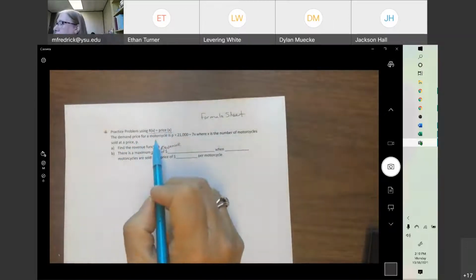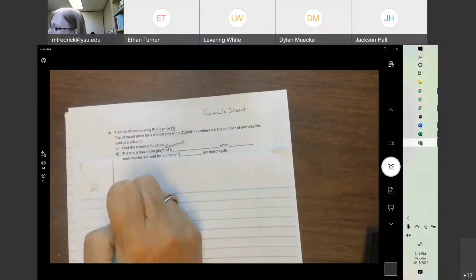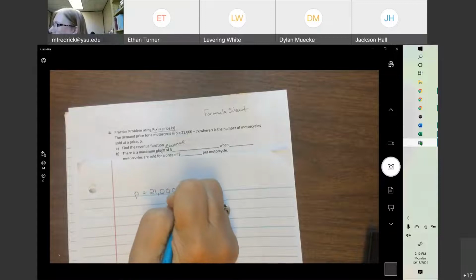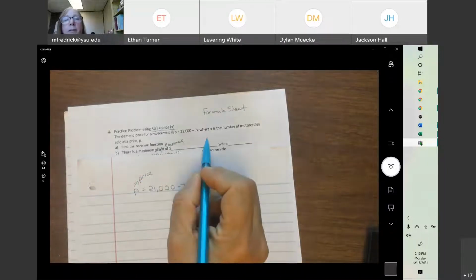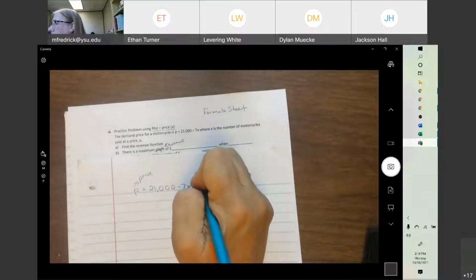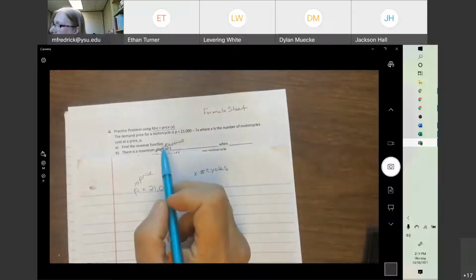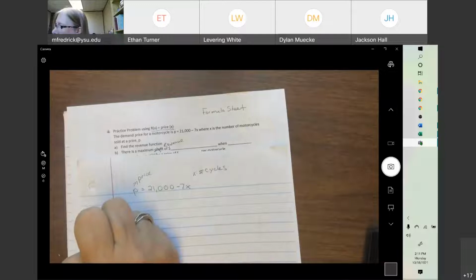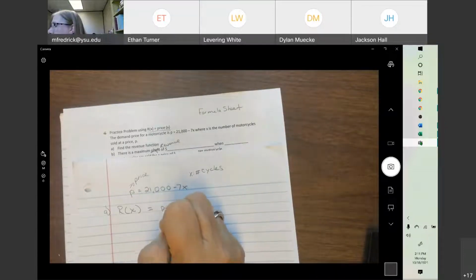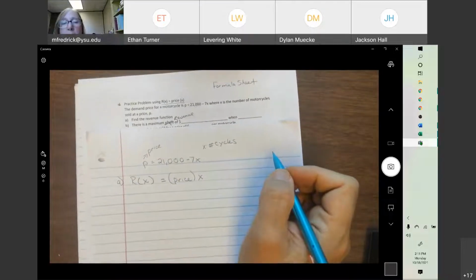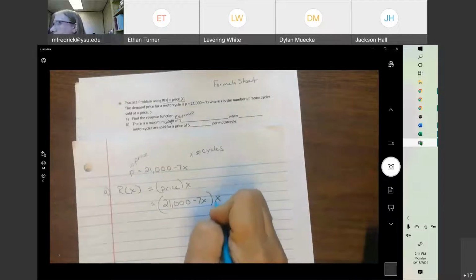This is the formula. The demand price for a motorcycle is P equals 21,000 minus 7x. Price is a lowercase p, profit is a capital P, where X is the number of motorcycles and p is the price. Find the revenue function. Revenue is the price that you sell it for times the quantity, which in this case is X. The price we sell it for, 21,000 minus 7X, times X.